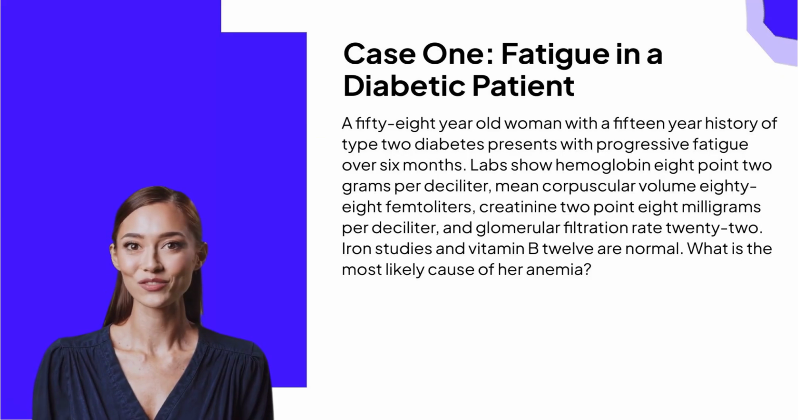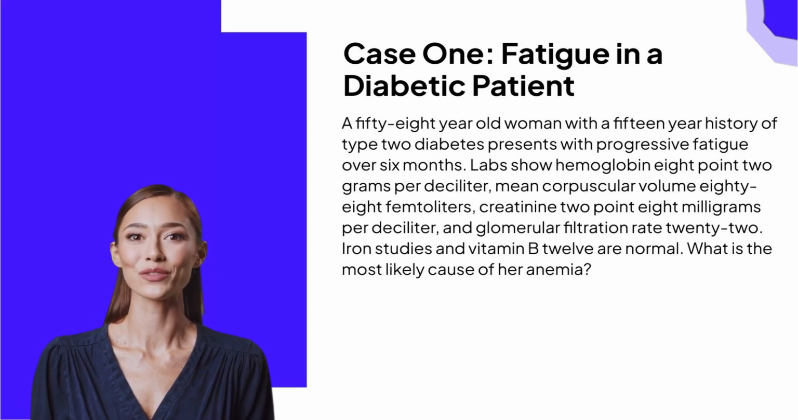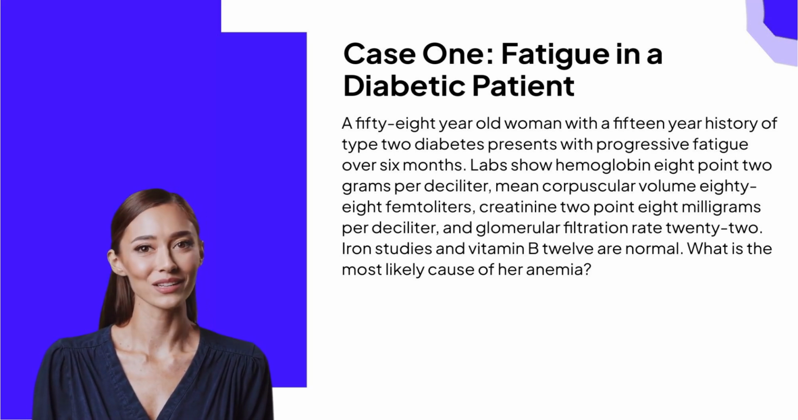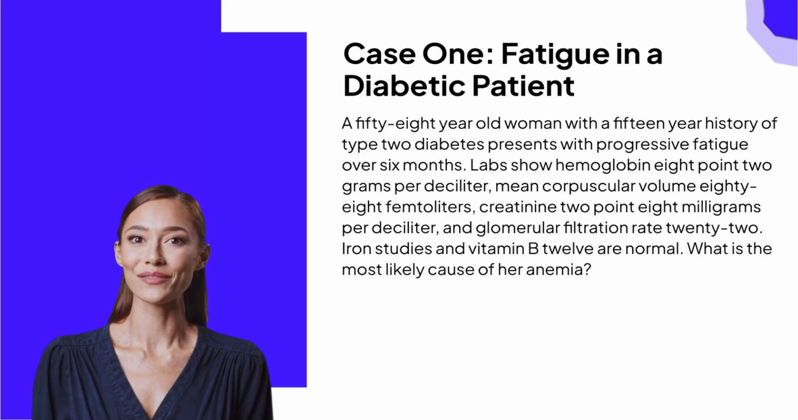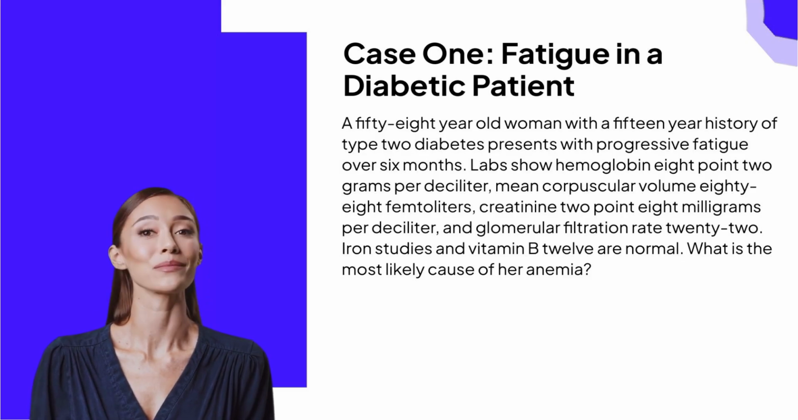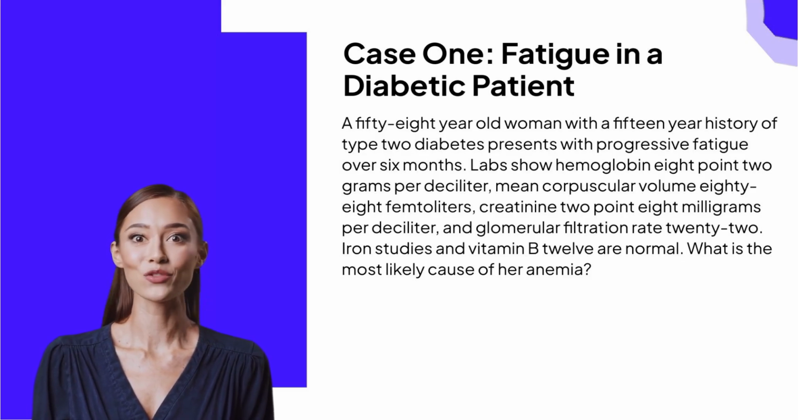Let us work through case 1. A 58-year-old woman with a 15-year history of type 2 diabetes comes in with progressive fatigue over 6 months. Her labs, hemoglobin 8.2, MCV 88, so this is normocytic, creatinine 2.8, and GFR of 22. Iron studies and B12 are normal.